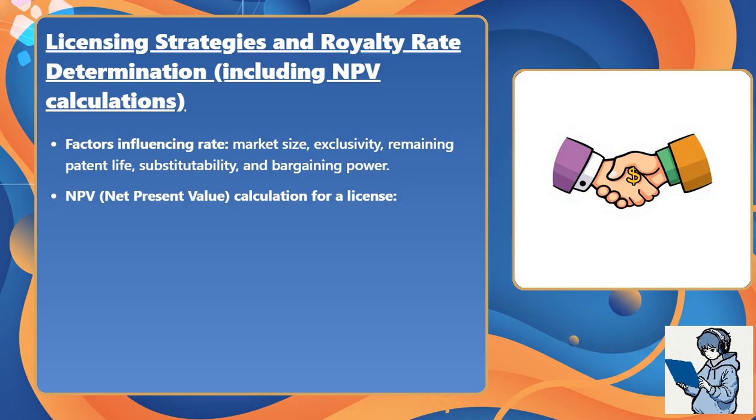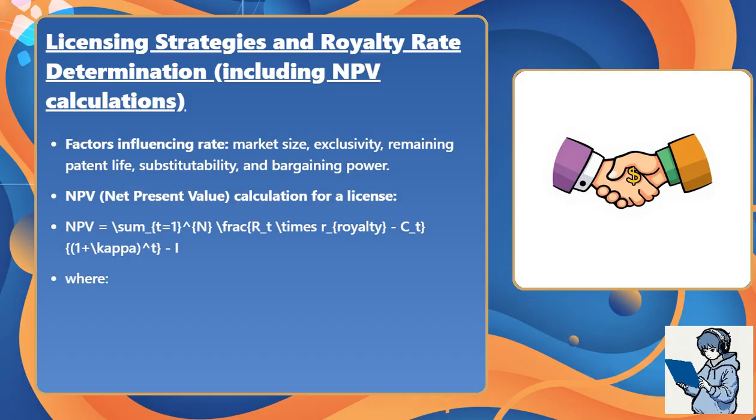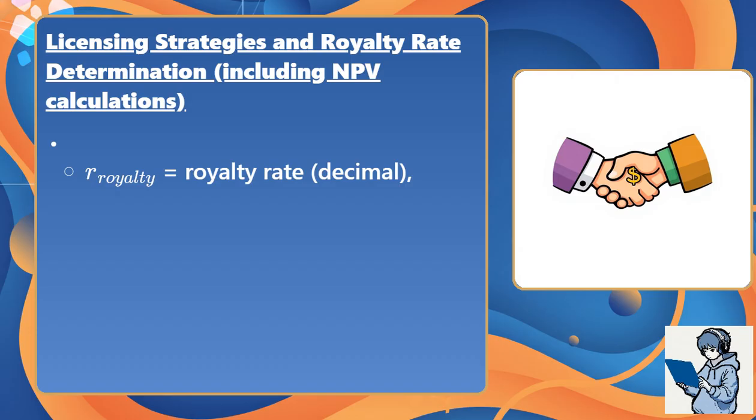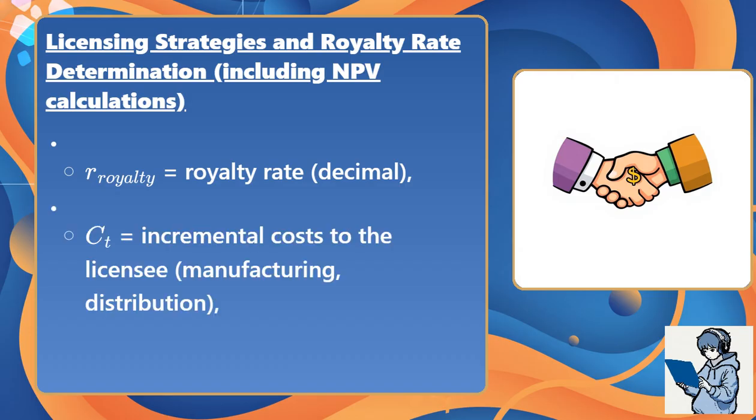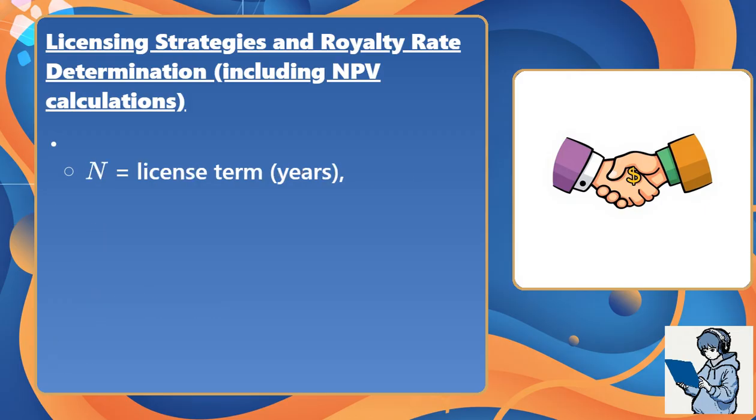NPV, net present value calculation for a license. NPV equals the sum for t equals 1 to N of (R sub t times R royalty minus C sub t), divided by (1 plus kappa) to the t power, minus I. Where R sub t equals projected revenue in year t. R sub royalty equals royalty rate, decimal. C sub t equals incremental costs to the licensee, manufacturing, distribution. Kappa equals discount rate, cost of capital. N equals license term, years. I equals upfront licensing fee, if any.